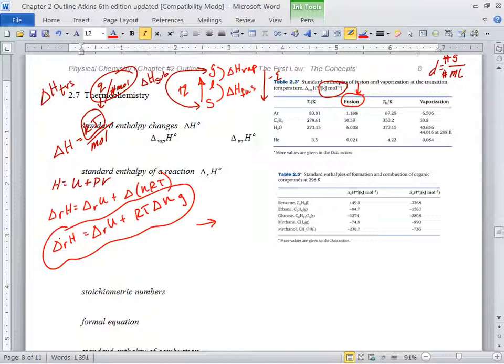So the standard enthalpy of a reaction. Standard change in internal energy for a reaction. Right? Oh, we want standard. We use the word standard. We should have superscript zeros in there. But if we want to calculate the change in number of moles of a gas in a reaction, I don't know. You see, you've got all this stuff, but the only guy.